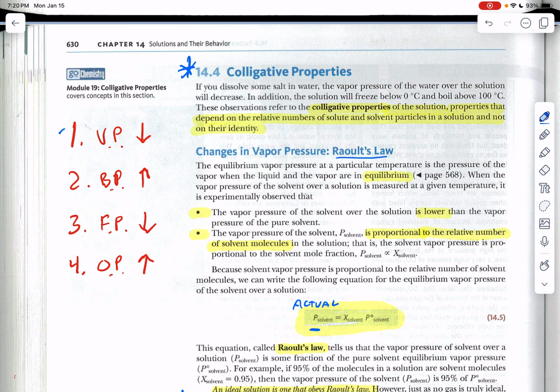Then we're going to talk about boiling point. Then we'll talk about freezing point. And then for the longest amount of time, we'll talk about osmotic pressure, because that relates an awful lot to biology.